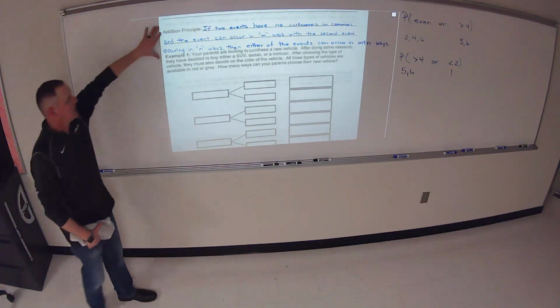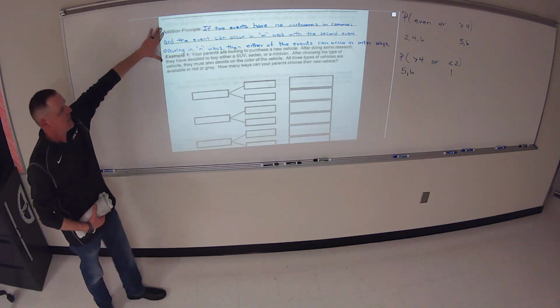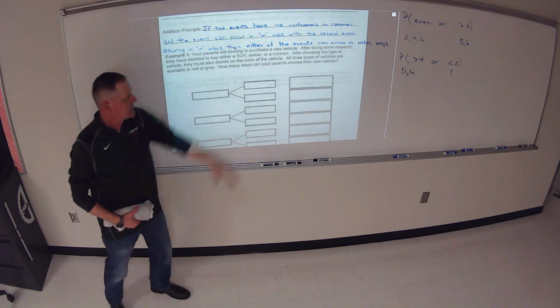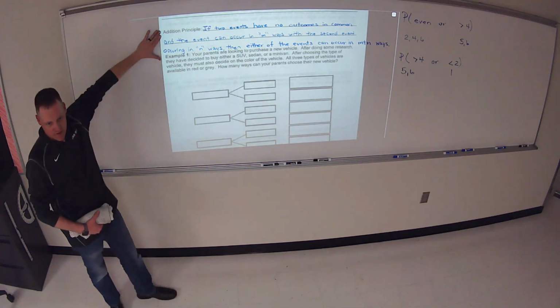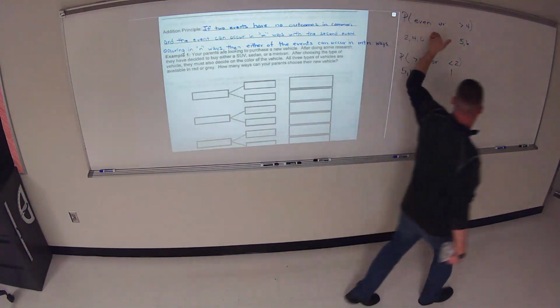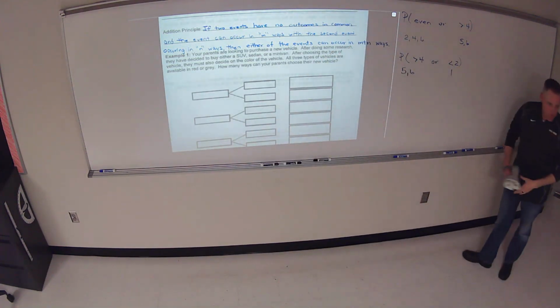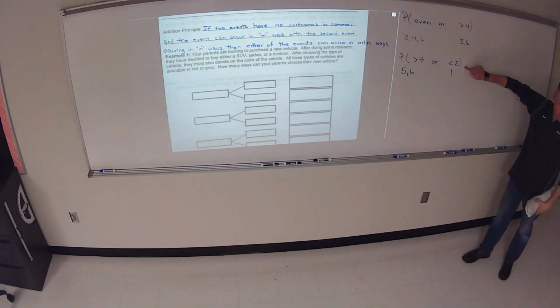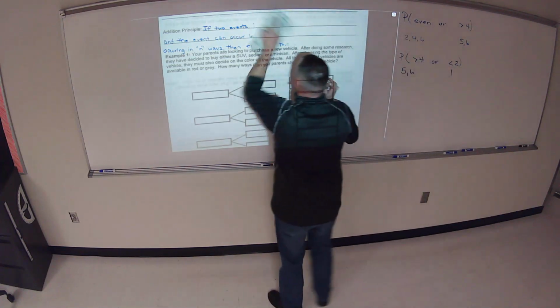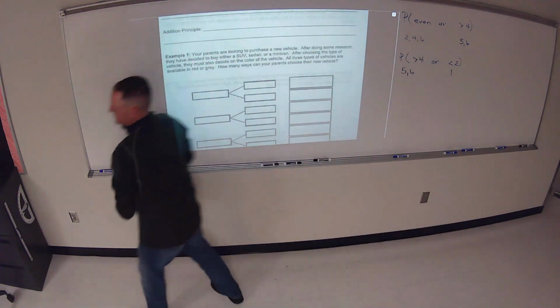But I wanted to give this as an example because otherwise, if I don't do that, some of you might think that's confusing. I want you to see 2 events that do have a common outcome and 2 events that don't. The addition principle works here. The addition principle doesn't work here. Okay? Alright, so let's get to our examples.